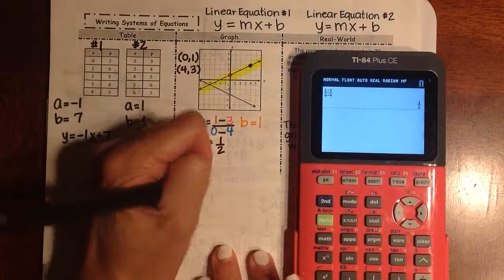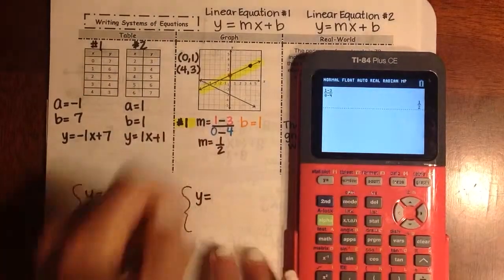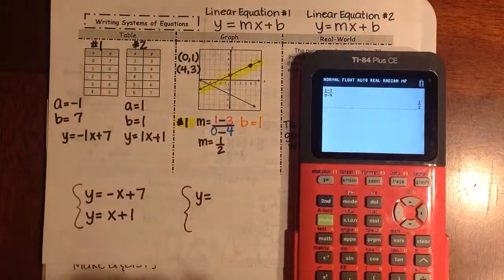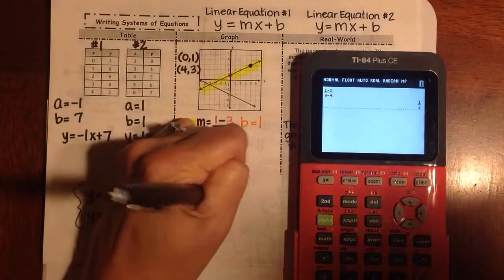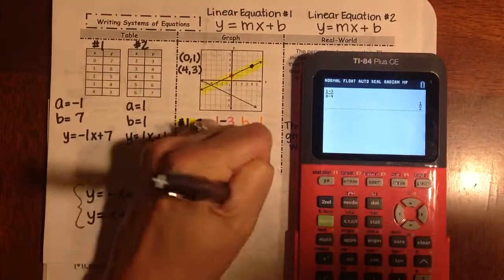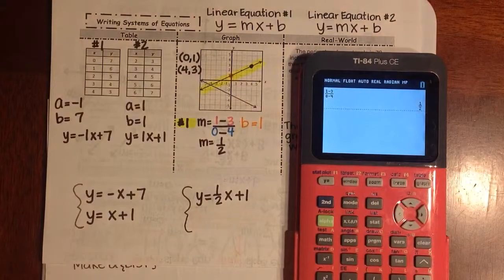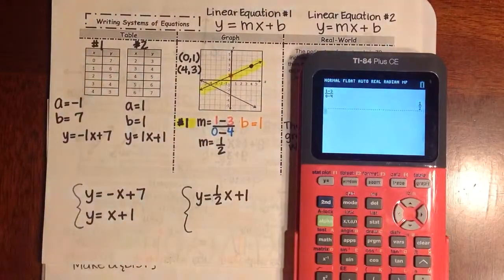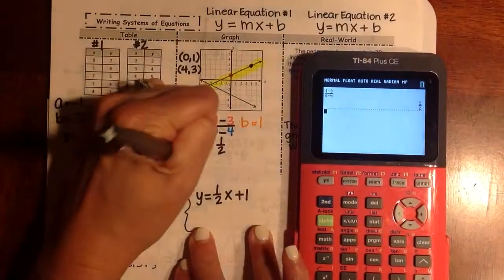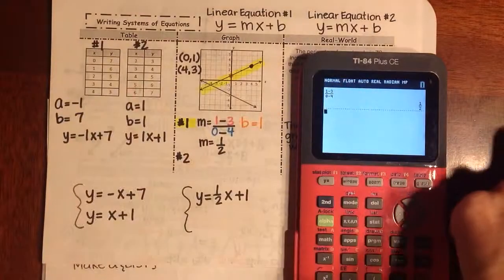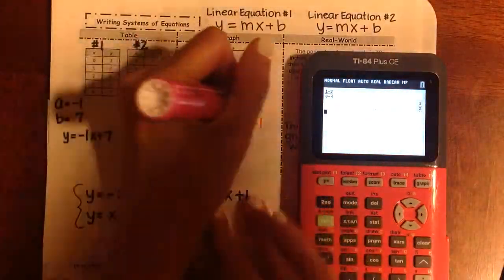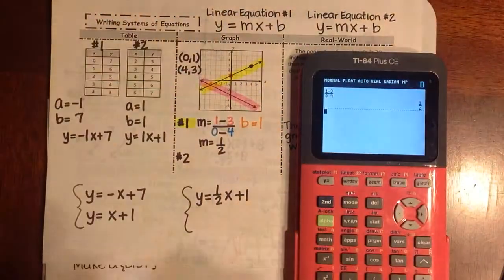So I know my first equation is going to be y equals, I'm going to have a slope of 1/2 x plus 1. And that does seem to match with the slope because it's positive, and that does look like a positive line. So now I'm going to find the equation for line number 2, which I'm going to highlight pink so I know which line I am getting information off of.